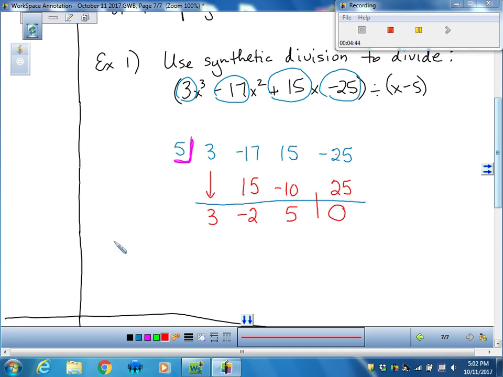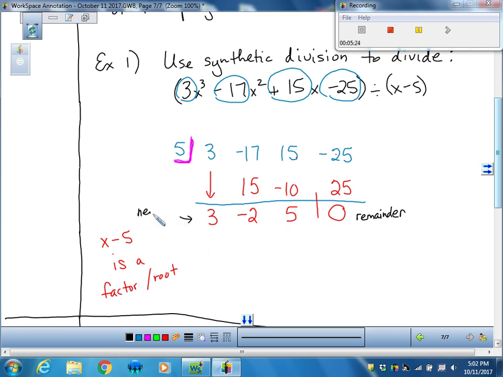Now, once you've gotten all of these numbers, if there's no remainder, that means that x minus 5, the opposite of this, is going to be a factor or a root. Just like in long division, if we ended up with a remainder of 0, then we call it a factor or a root. So again, that last number is my remainder.